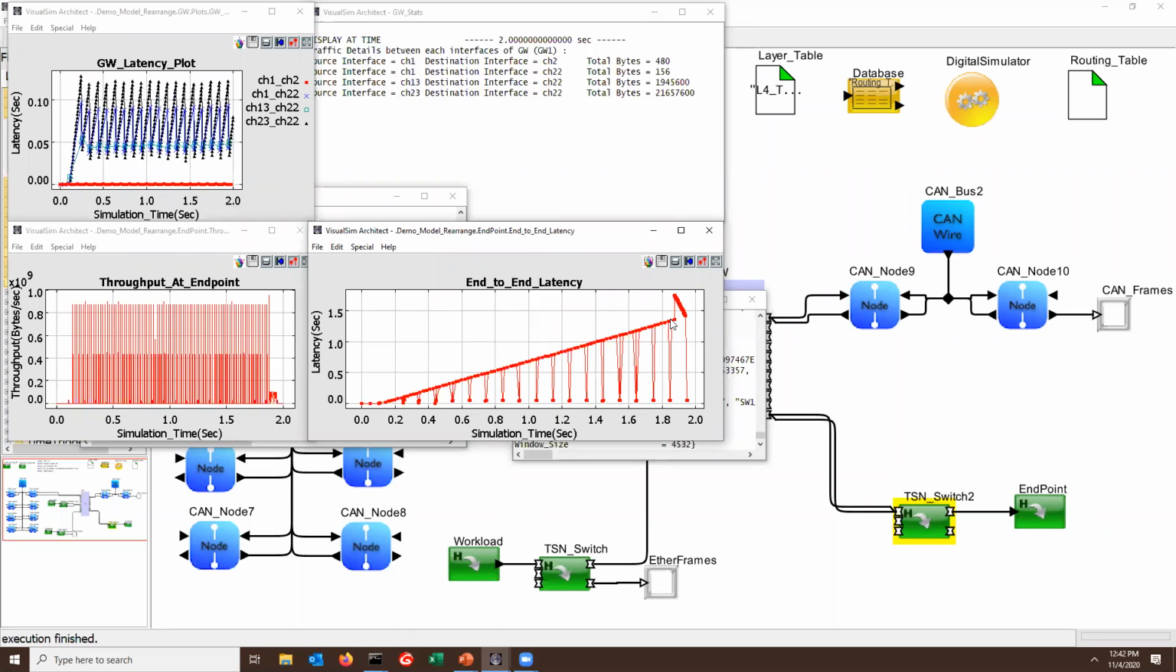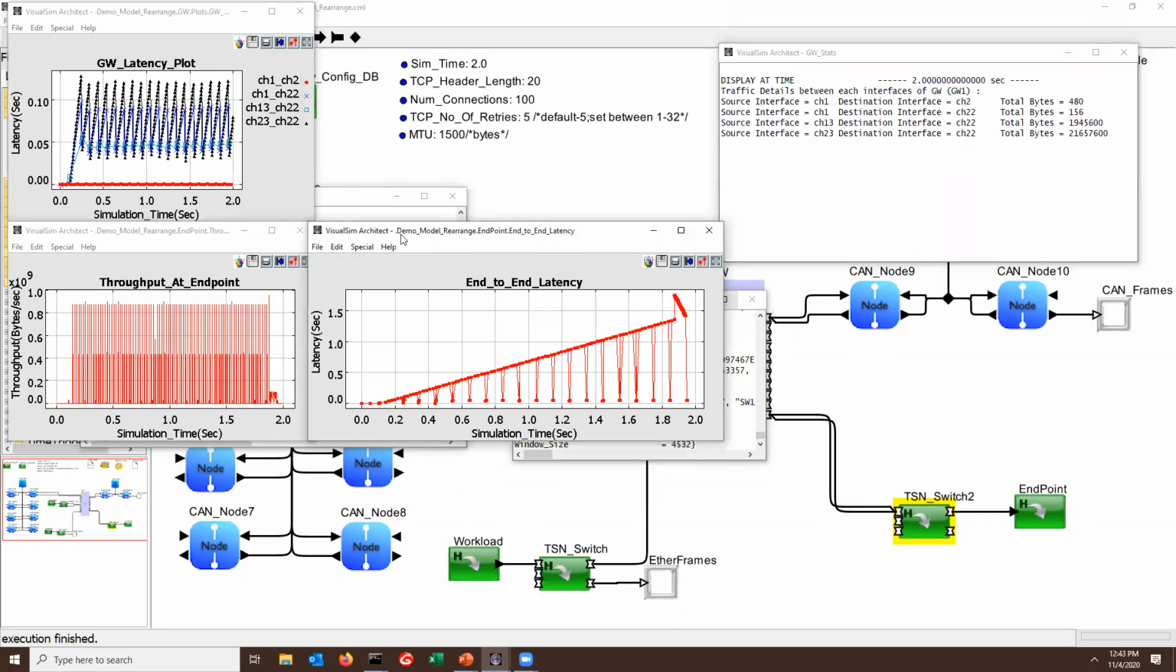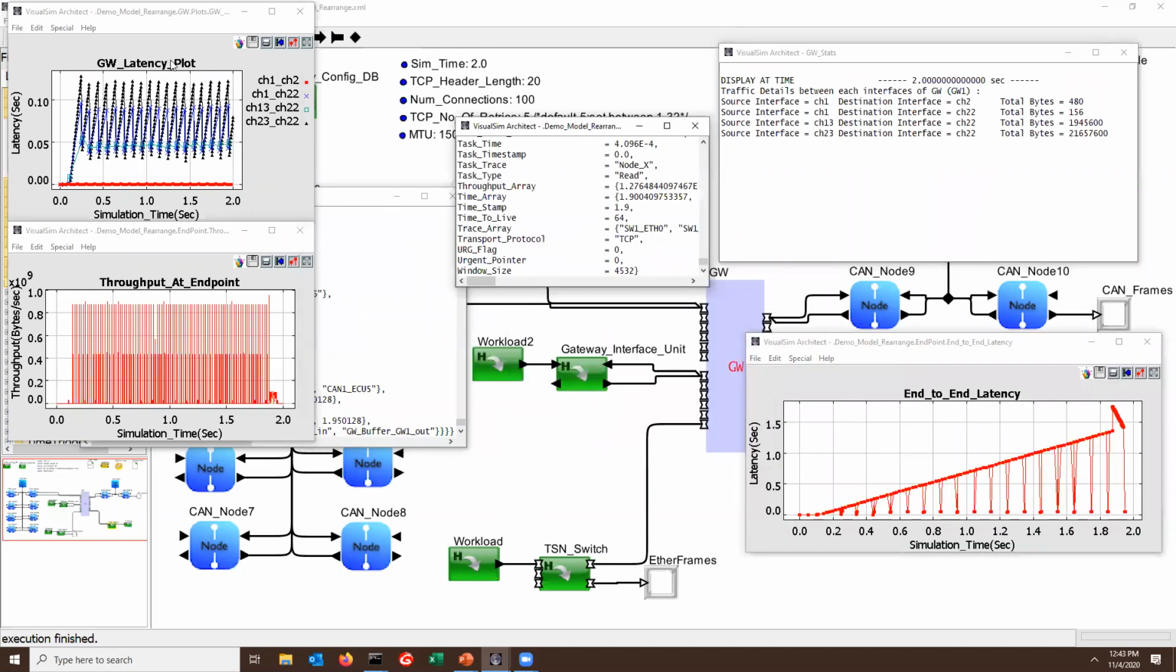apologize for that short delay. What you're seeing over here is that there's a variety of statistics that are generated as part of the model run. For example, over here, you can see the latency across different channels. So from channel 1 to channel 2 across the gateway, or channel 23 to 22. What was the latency for each one of those channels?